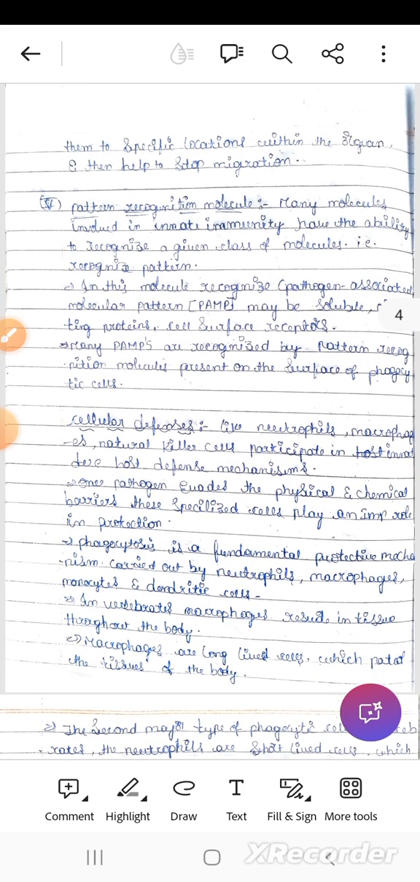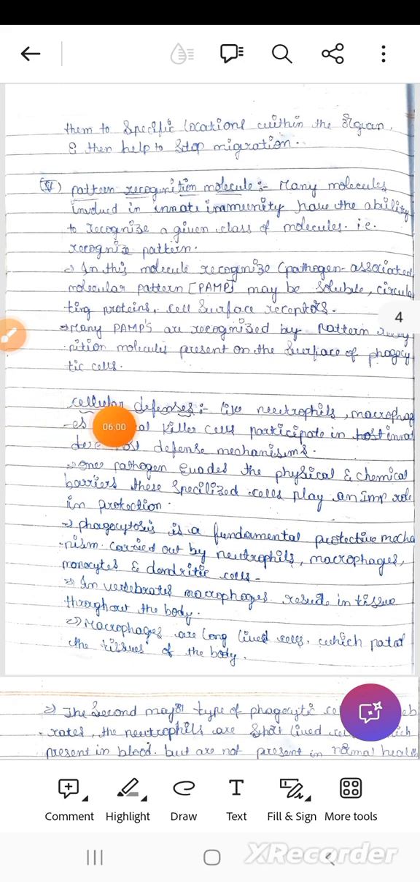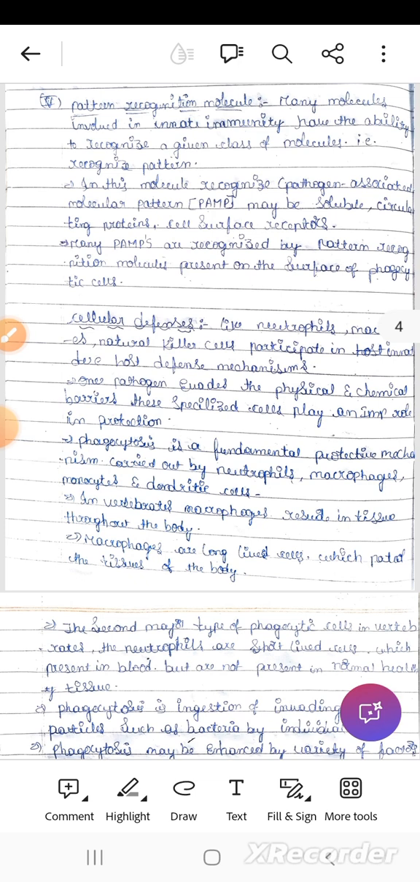The fifth one is the pattern recognition molecules. Many molecules involved in innate immunity have the ability to recognize a given class of molecules, that is, to recognize a pattern. These molecules recognize pathogen-associated molecular patterns and may be soluble circulating proteins or cell surface receptors. Many pathogen-associated molecular patterns are recognized by pattern recognition molecules present on the surface of phagocytic cells. Another one is cellular defenses.